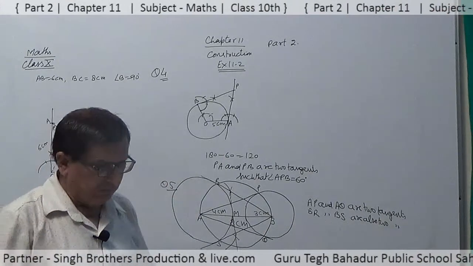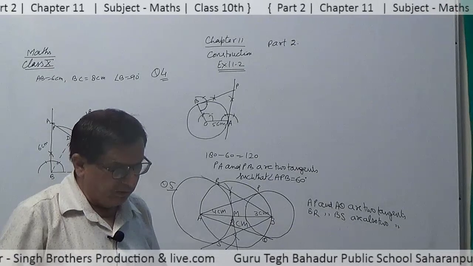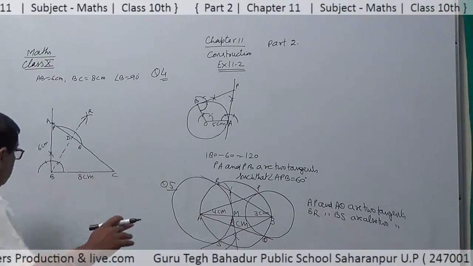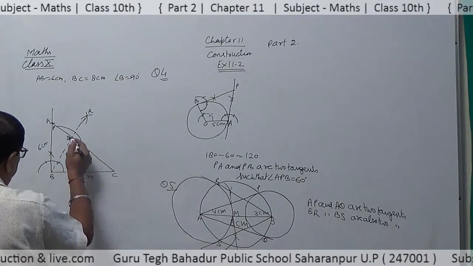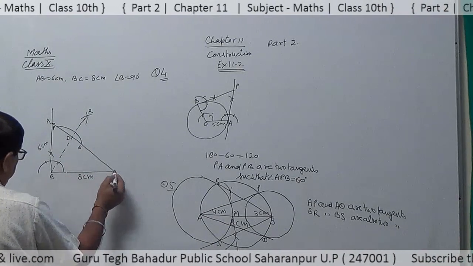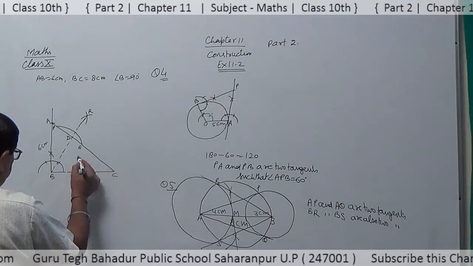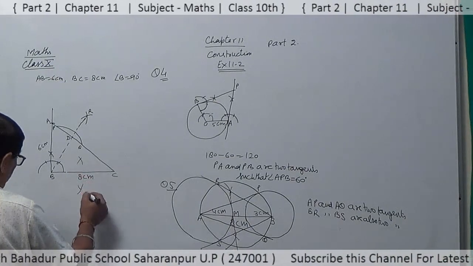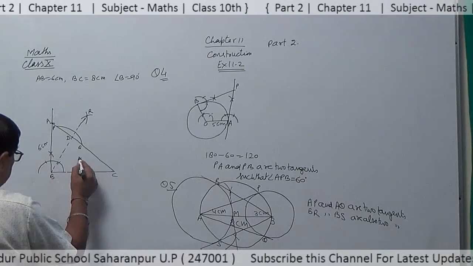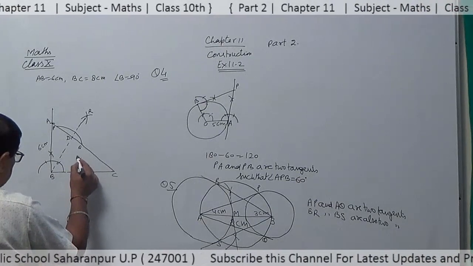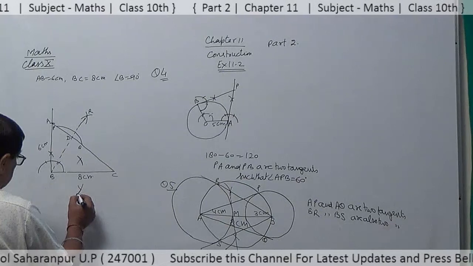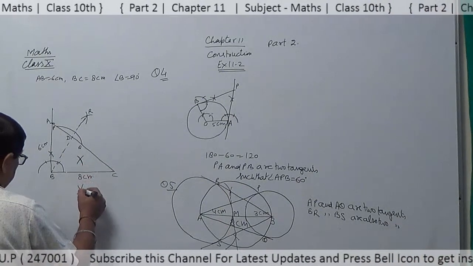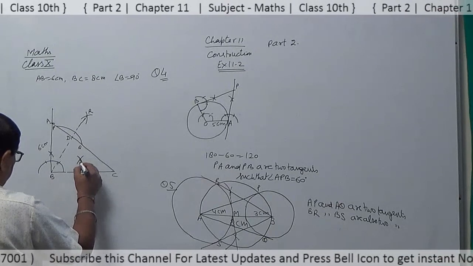Third part, the circle through B, C and D is drawn. First we will draw the perpendicular bisector of BC. From point B we put this arc and this arc, and from point C we put this arc and this arc, and join them.